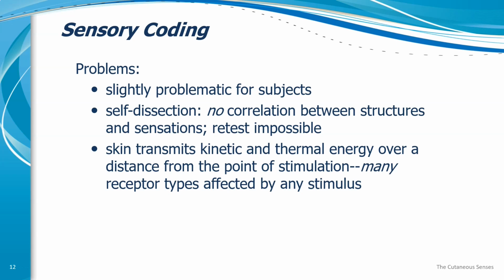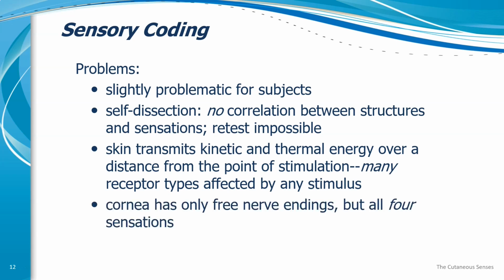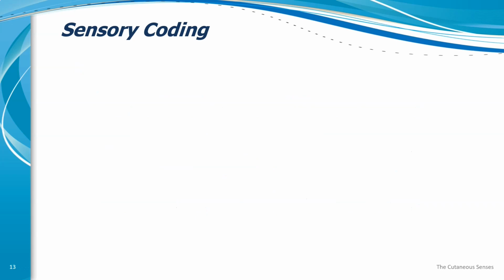You can't deliver, say, a touch stimulus to 1 square millimeter of tissue without it affecting anything else. It's impossible. So you're probably activating many dozens or hundreds or even thousands of receptors of many different types. So that's a problem. The cornea is interesting because it's innervated only by free nerve endings, no other weird little structures. But it has all 4 of von Frey's basic sensations. Yeah, how does that work? And I couldn't even fit it all onto one slide.